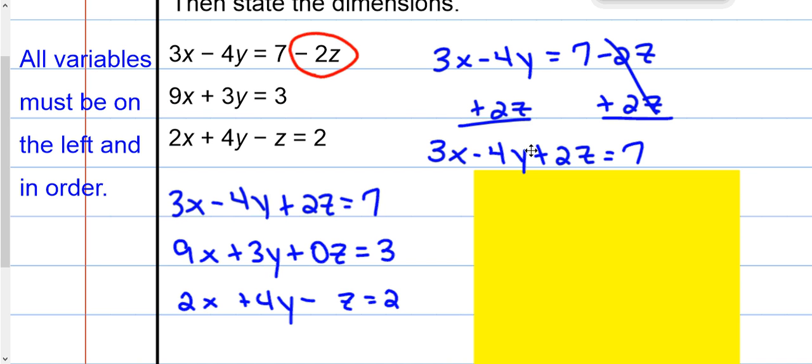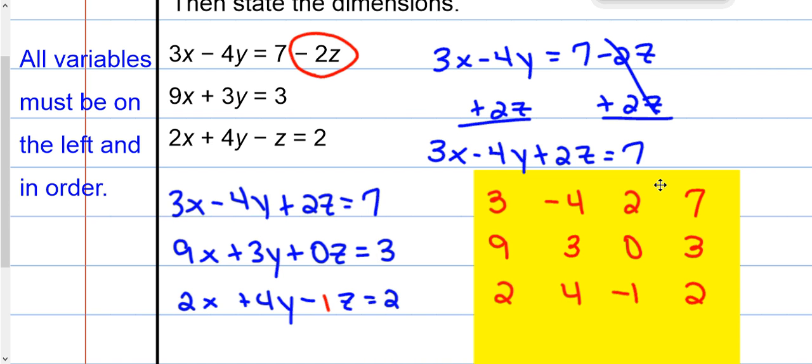Let's get the augmented matrix for that. So we have 3, negative 4, 2, and 7 in the first row. Second row, 9, 3, 0, 3. Third row, 2, 4, negative 1, because the negative goes with it, and 2. Make sure you write your dotted line where the equal sign would go. Put your brackets around it. Our dimensions here, we have 3 rows by 4 columns. So that's a 3 by 4. And there's our augmented matrix for that.